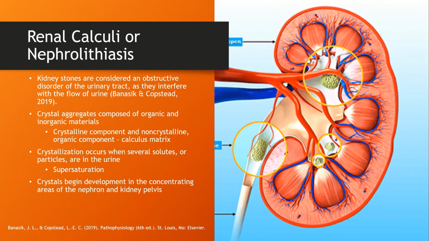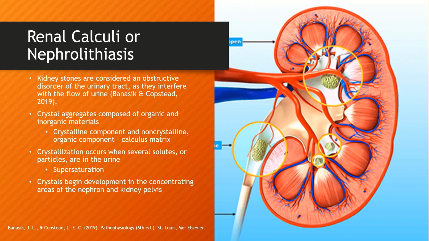The kidney stones are composed of a crystalline component and a non-crystalline organic component. That is called the calculus matrix. It's made up of protein, sugar, glucosamine, bound water, and organic ash. It represents a small percentage of the overall weight of the stone.